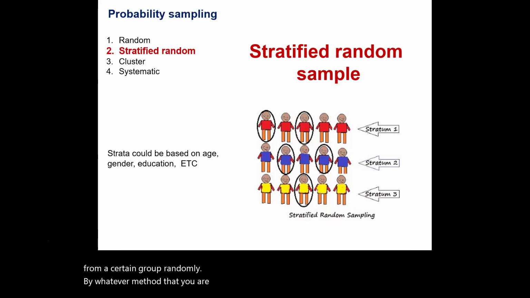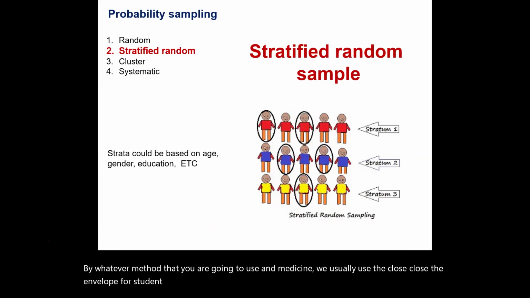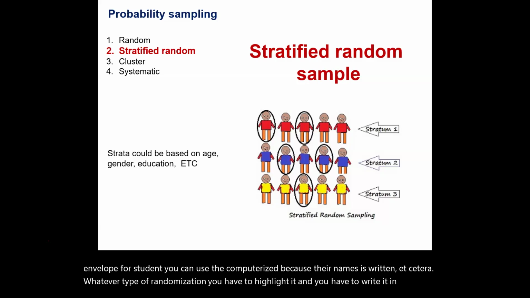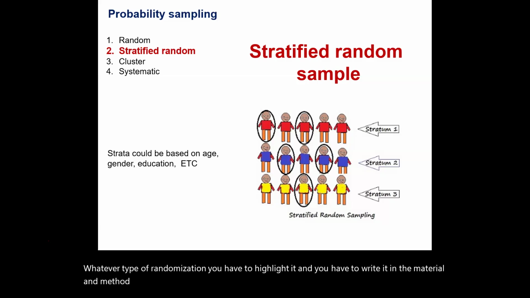In medicine, we usually use the closed envelope. For students, you can use the computerized because their name is written, etc. Whatever type of randomization, you have to highlight it and you have to write it in the material and method. So the method of randomization should be written in the material and method.